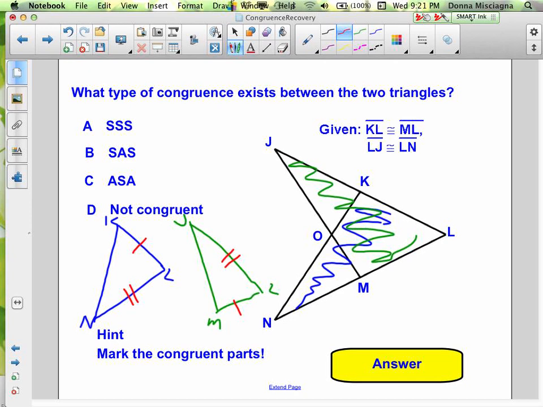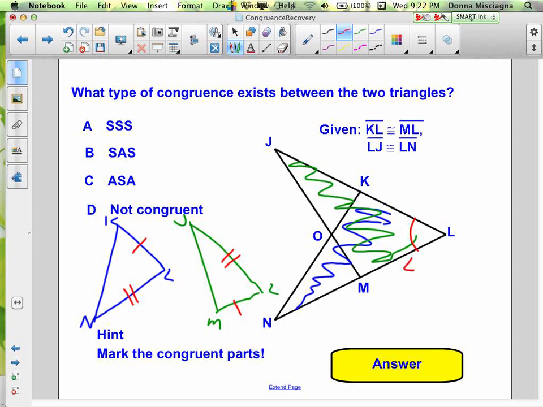The green triangle has angle J, angle M, and angle L. The blue triangle has angle K, angle N, and angle L. They both have an angle L. But are they the same angle L? Because sometimes they're not going to be the same. So let's take a look. Where's our angle L? Oh, that's right here. Look at that, that angle is shared by both triangles.